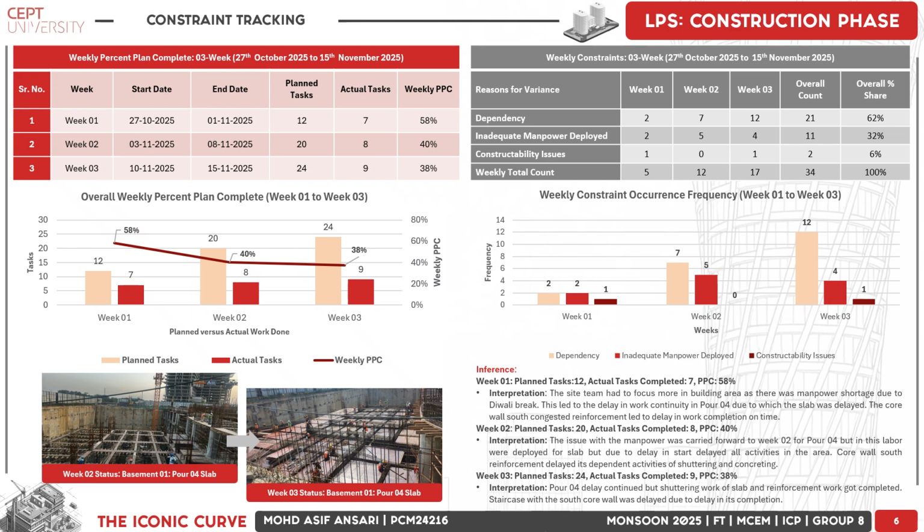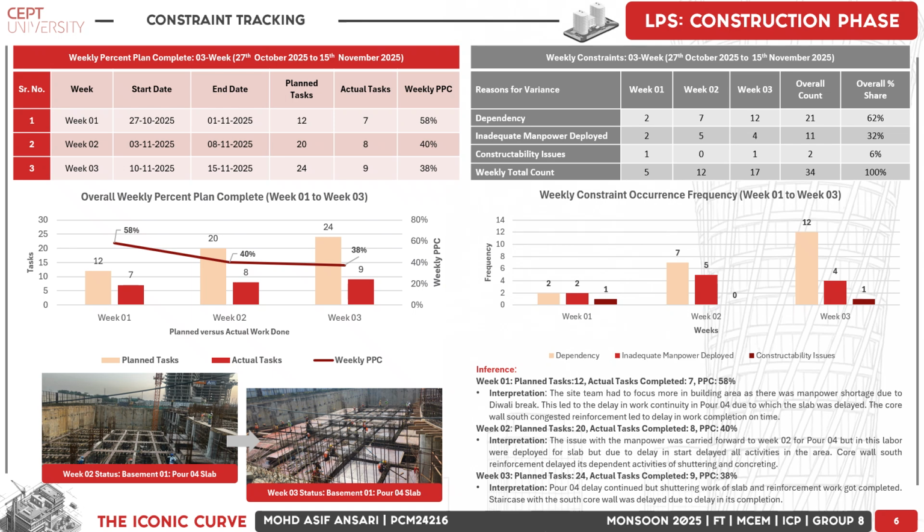Planned tasks increased from 12 to 24, but actual completions remained low at 7, 8, and 9, resulting in percent planning complete values of 58%, 40%, and 38%. Constraint analysis showed dependency issues as the highest contributor with 21 occurrences, which is 62% of the total occurrences of the constraints, followed by inadequate manpower at 11 occurrences and constructability issues at 2 occurrences.